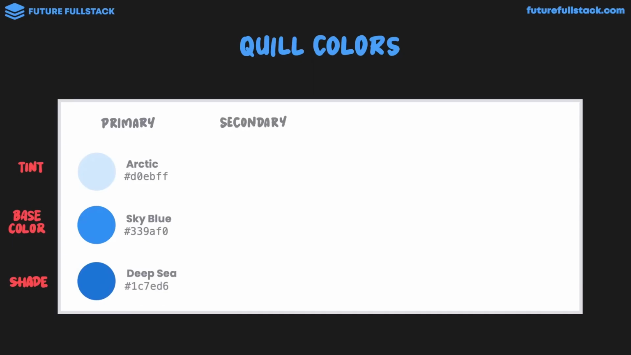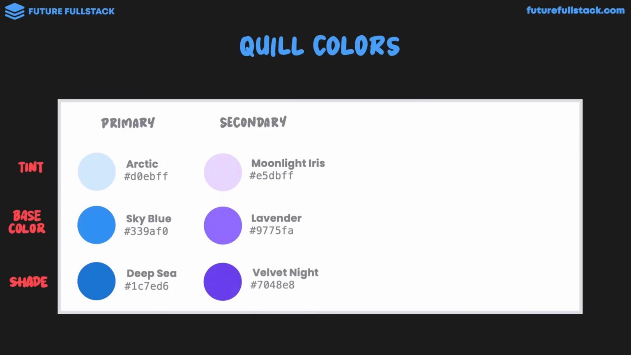Looking at the secondary colors, the base secondary color I'm going to call Lavender with this hex code, and it's this purple color. For the tint, I'm going to call Moonlight Iris with this hex code, which is a lighter version of that purple. And for the shade, I'm going to call it Velvet Night, which has this hex code, and it's a darker version of the purple.